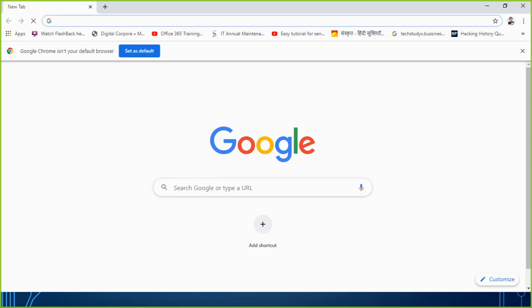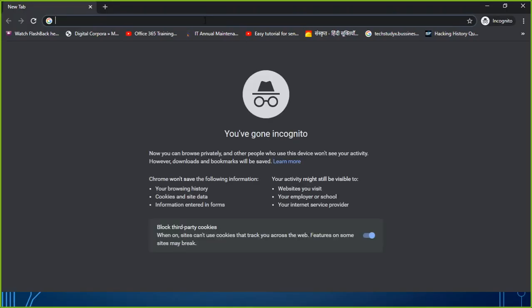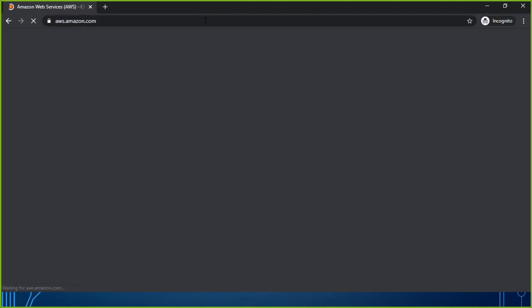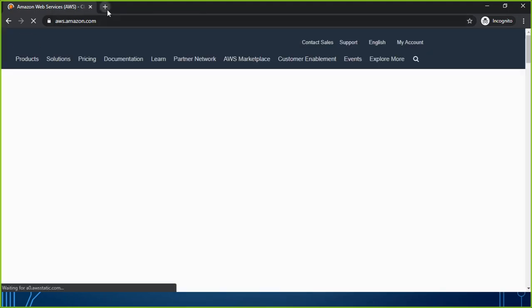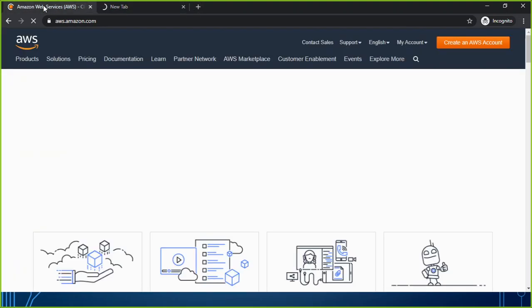In my browser, let me go to a new tab here, and let us search for aws.amazon.com, or maybe you can simply go to Google and search for AWS free tier. So you have both choices: you can directly visit the site.